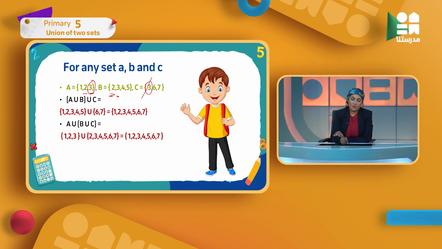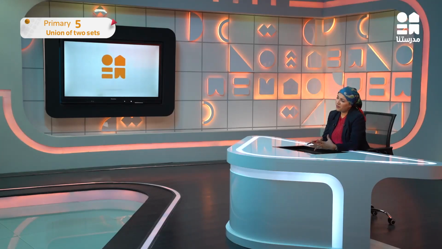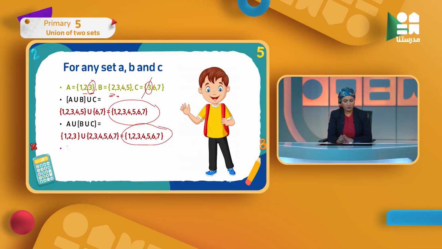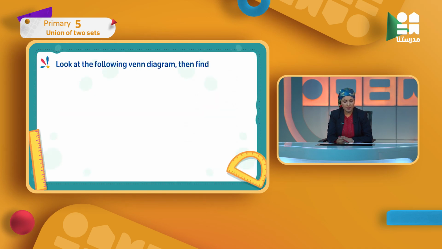What do you notice? If we pay attention, we find that the answer of the first question is exactly the answer of the second question, which means that, as we did with the intersection, A union B when the answer is union C gives me the same answer as A when it's union to B union C. The presence of the brackets made no difference, exactly like the case of the intersection. Then both of them are equal or are the same.